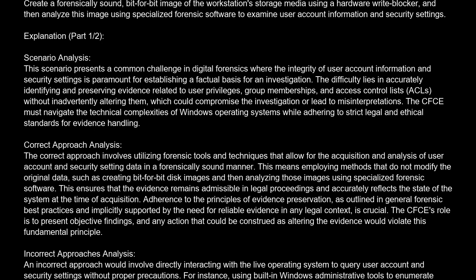This ensures that the evidence remains admissible in legal proceedings and accurately reflects the state of the system at the time of acquisition. Adherence to the principles of evidence preservation, as outlined in general forensic best practices and implicitly supported by the need for reliable evidence in any legal context, is crucial. The CFCE's role is to present objective findings, and any action that could be construed as altering the evidence would violate this fundamental principle.